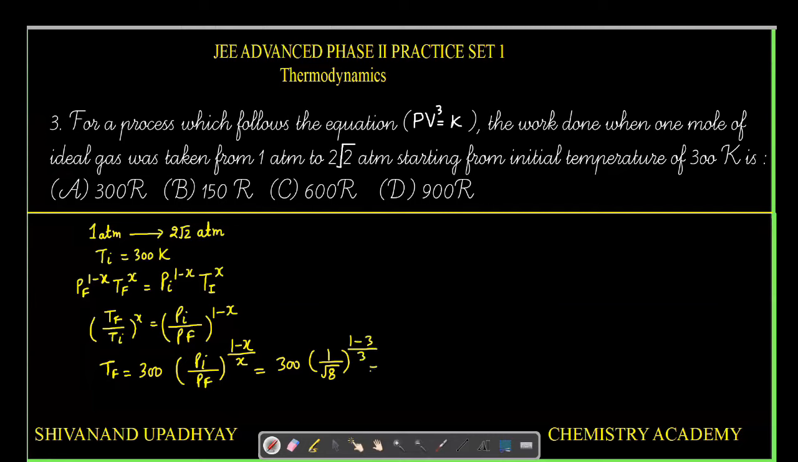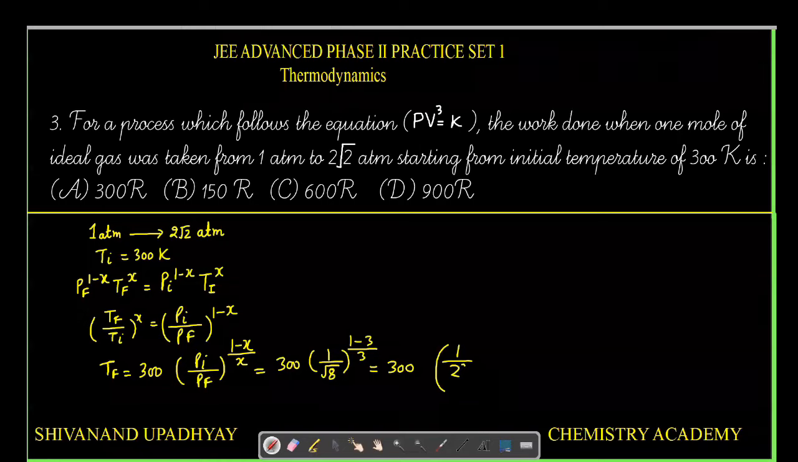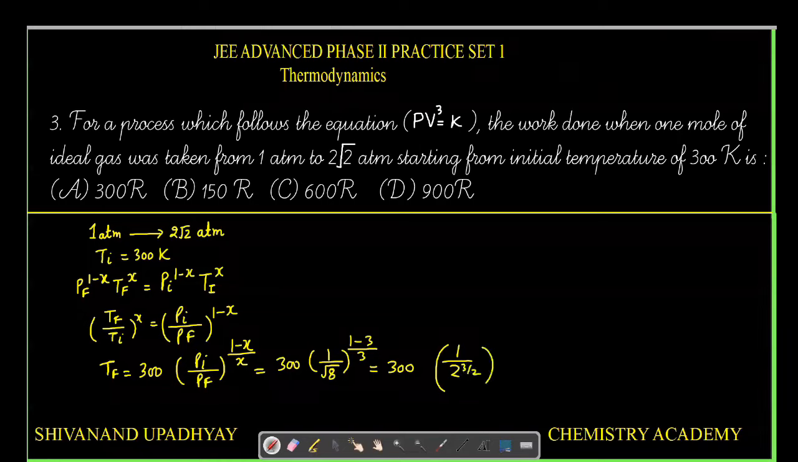So if I further simplify, I can write that this value is equal to 300 times 2 to the power (1 upon 2 to the power 3 by 2). And on simplification, I'm getting this exponent as minus 2 by 3. So if we further simplify, this is equal to 300, and if I put this minus inside, it will go to the numerator. Then we are getting this value as 2. So the final temperature is equal to 600 Kelvin.